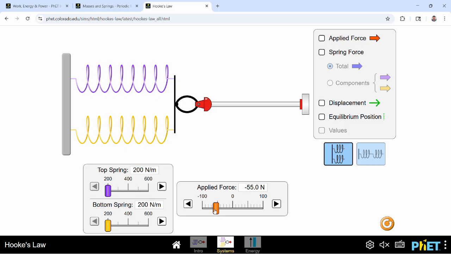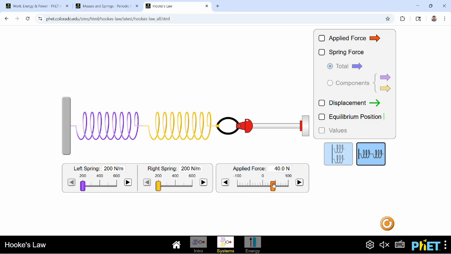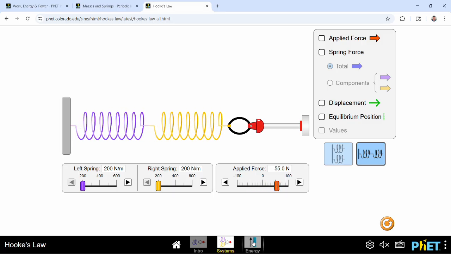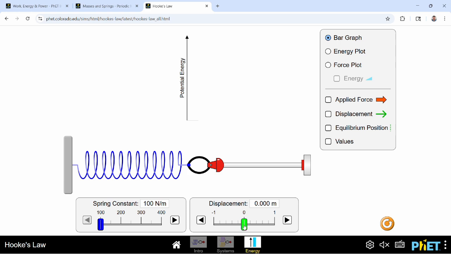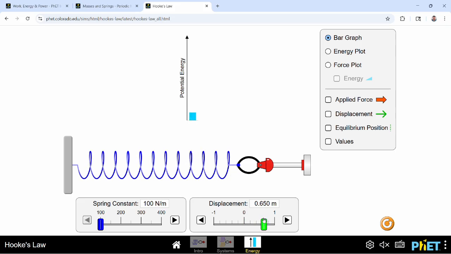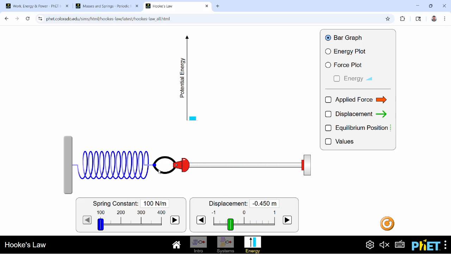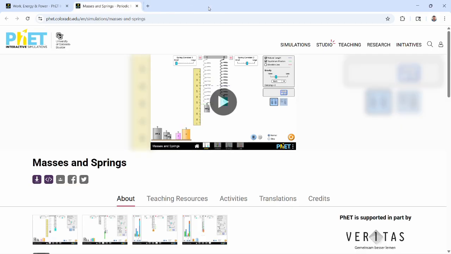Sometimes we combine springs, either in parallel or in series, and how to deal with it can be actually fairly useful. Let me look at energy. And yeah, I think we can do better with the masses and springs simulation, so let me go to that. I can imagine this being more useful in a physics 4A class.